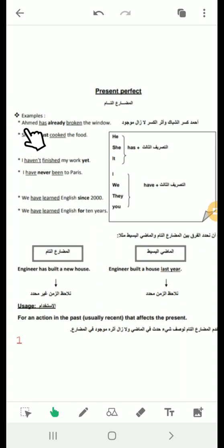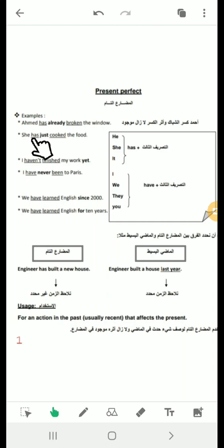Look at these examples. Ahmed has already broken the window. Ahmed, subject. Ahmed, he. Where's the verb? Has broken. How about already? Already, it's the key word or the frequency adverb that helps us to know this tense. So, Ahmed is the subject. The verb is has broken. How many words we use in this verb? 2 words. Has plus past participle. Broken, break, broke, broken. This is the past participle or the third form of the verb.